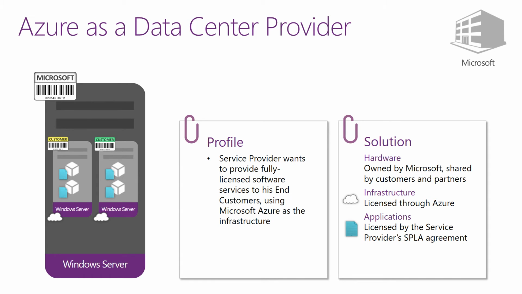This example covers using Azure as a data center provider, and again we've looked at the notion of a data center provider already, where we had service provider A who was providing infrastructure services for service provider B. This gives service provider B an alternative. He can use his SPLA agreement to license applications running on an infrastructure on Azure to sell fully licensed software services to his end customers. So here you see Azure providing the infrastructure, shown by the little clouds, and then the blue licenses showing the service provider using his SPLA agreement to license applications for his yellow and green end customers.